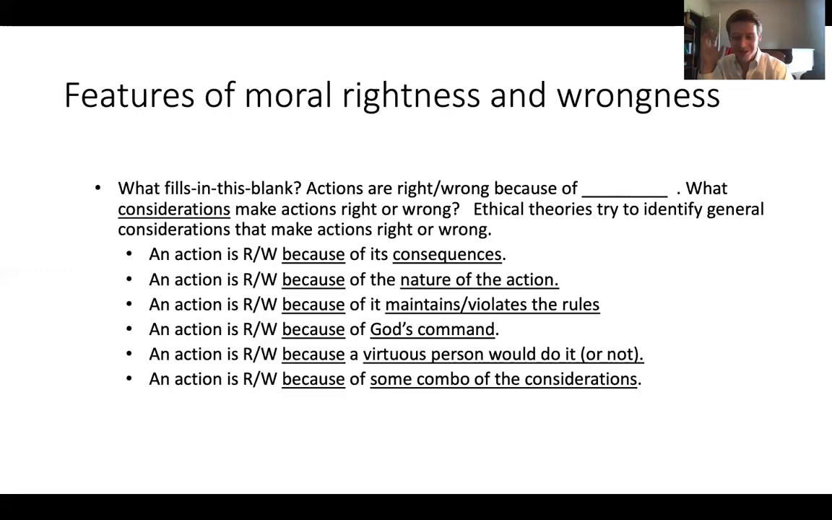Perhaps an action is right or wrong because it reflects bad character, or a virtuous person wouldn't or would do that thing. So, for example, in virtue ethics, we're going to think about what it is about the good person or a perfectly good person. Like, what would that person do in these various circumstances? What are the kinds of traits that that person has? We therefore ought to have those traits, and we also ought to do the things that that person is doing as well. Or maybe it's some combination of these considerations, right? So different moral theories, which we're going to be talking about very soon, are going to give different proposed features of what makes certain actions wrong and what makes certain actions right.